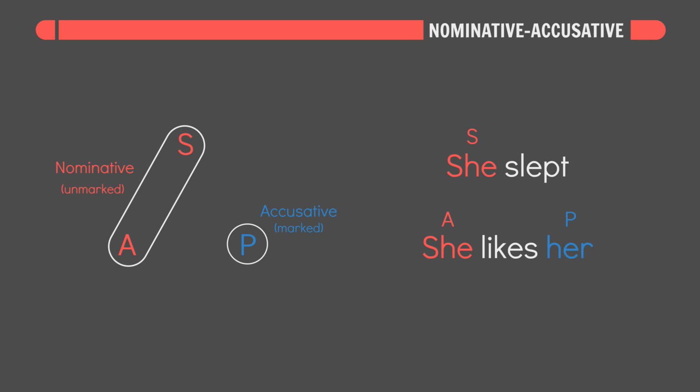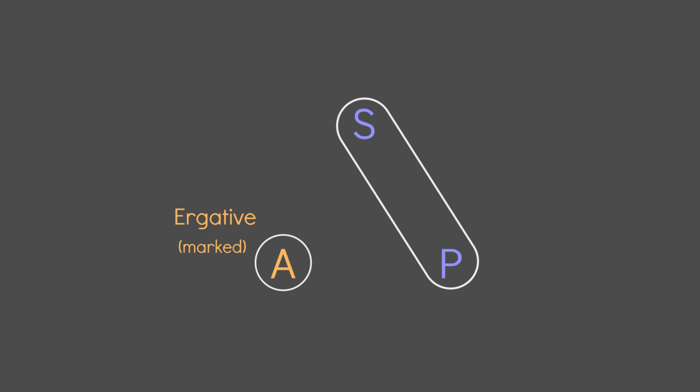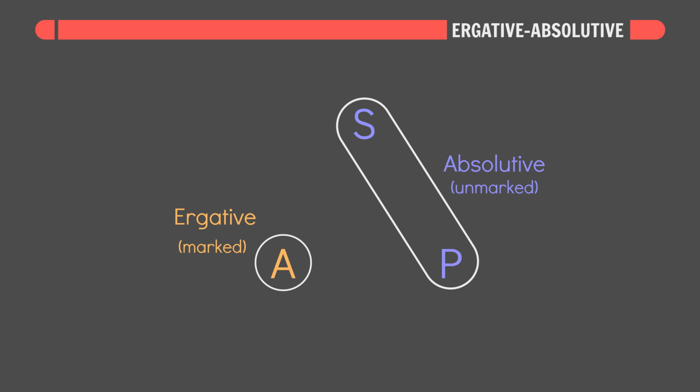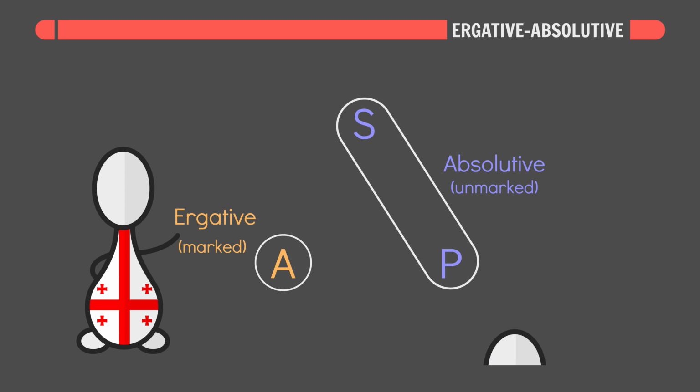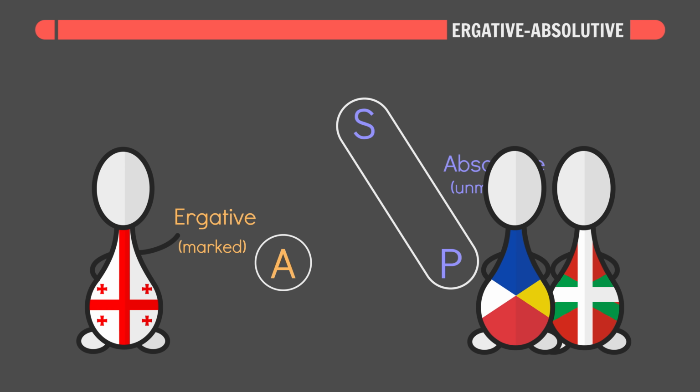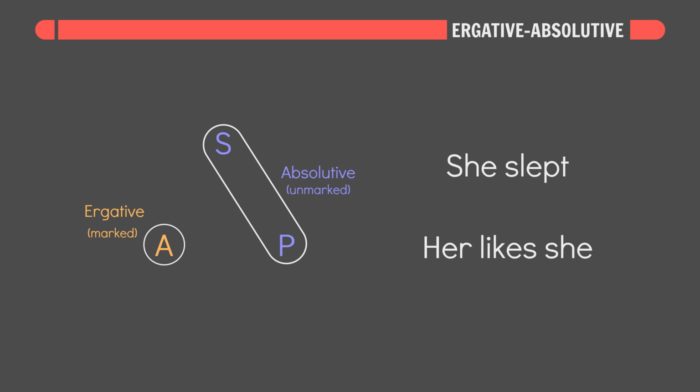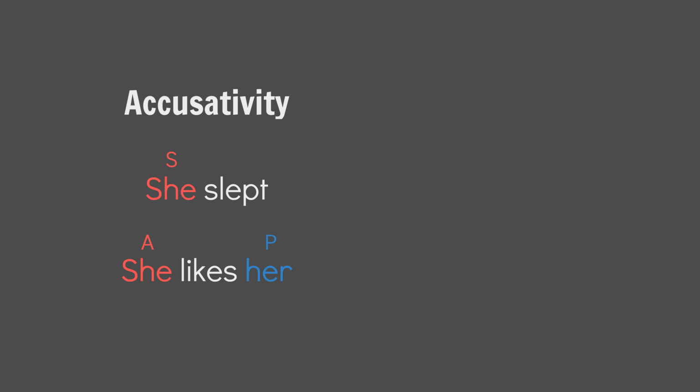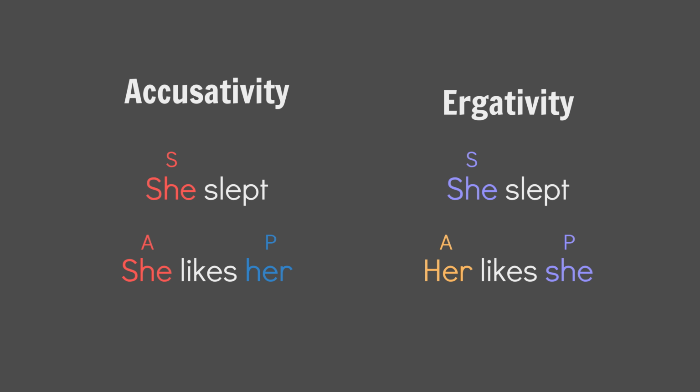But about a quarter of the world's languages go the other route. They highlight A by marking it with the ergative case, and group S and P together in the default, unmarked, absolutive case. Unsurprisingly, we call these languages ergative absolutive languages. Think Georgian, the Mayan languages, and Basque, amongst others. She slept. Her likes she. Ergative, absolutive. This is accusativity, and this is ergativity.